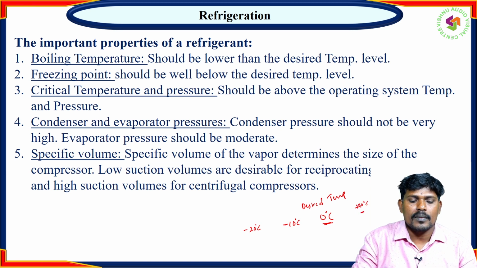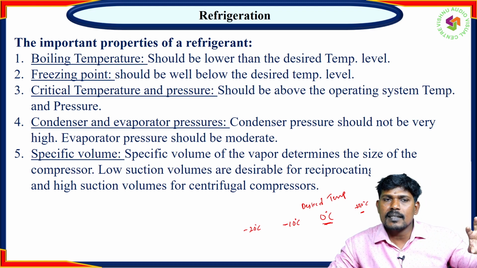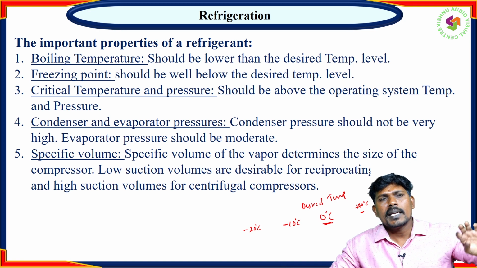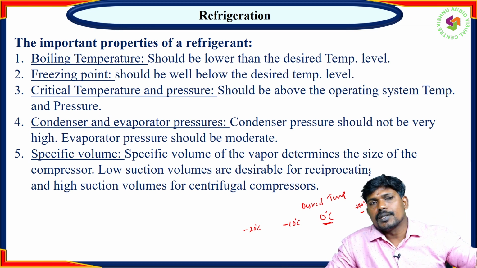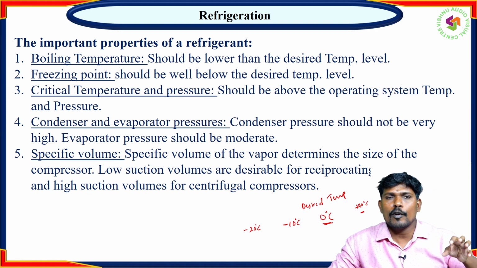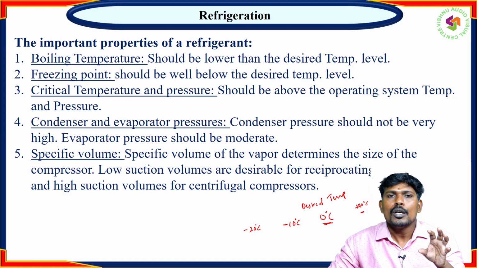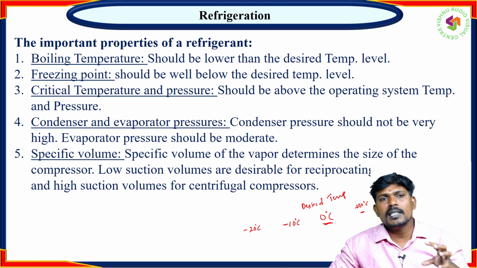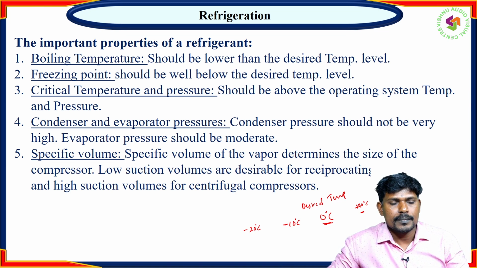For example, I am saying. Okay. Next one, condenser pressure and evaporator pressure. In a condenser, the fluid is condensing. What is the pressure in that condenser? And evaporator, expansion process. In the expansion process, what is the pressure in that? So generally in a condenser and evaporator, the pressure must be maintained not very high, moderately you need to maintain. So you need to choose your refrigerant which has moderate condenser pressure and moderate evaporator pressure.